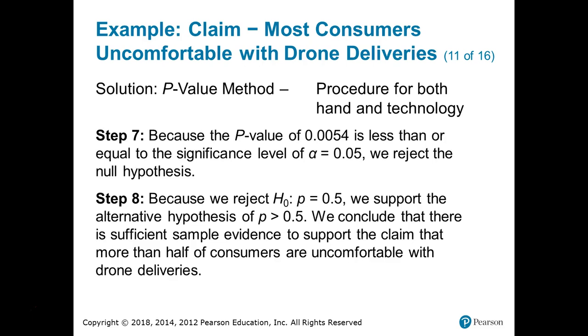So because the p-value of 0.0054 is less than or equal to the significance level of 0.05, we can reject the null hypothesis. That's the big key right there.